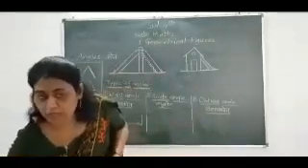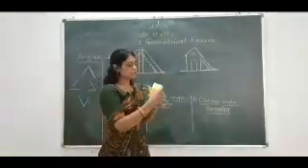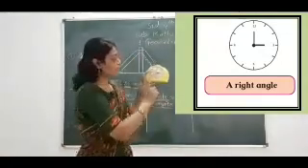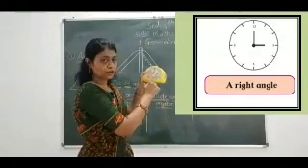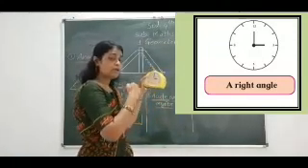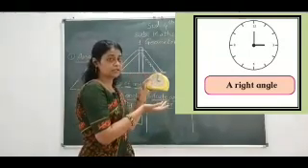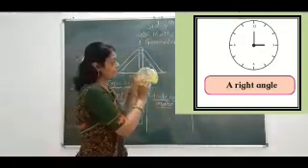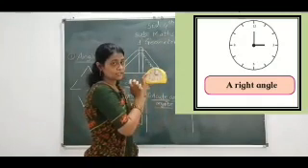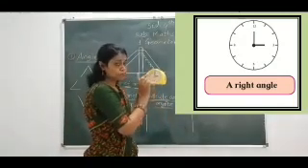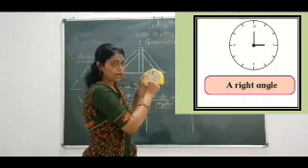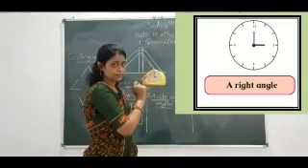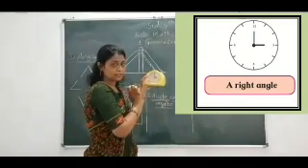Another example of right angle is, this is a clock and it is 3 o'clock. This is the short hand and this is the long hand. You have learned about time in the 3rd standard. Did you remember? Okay. There is also a right angle, because these two hands make an angle of 90 degrees. Okay. So this is a right angle.